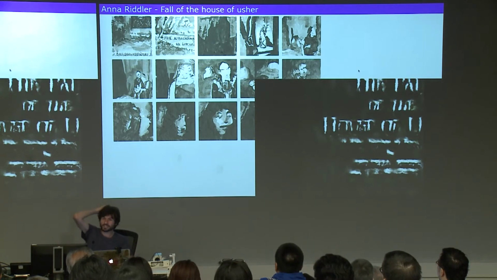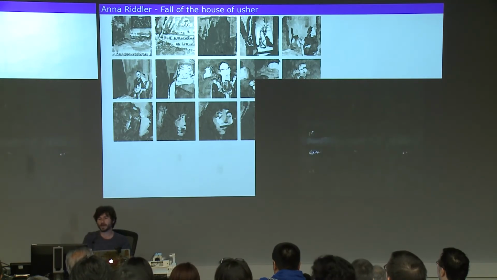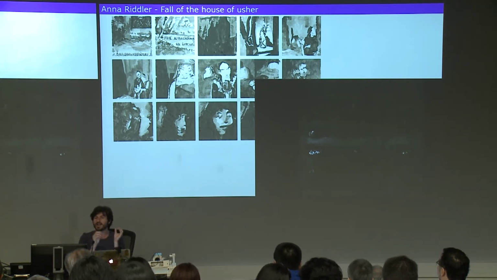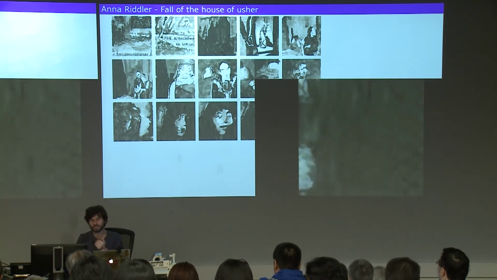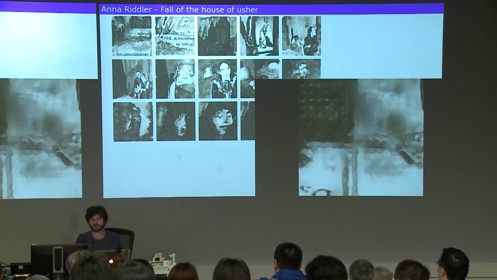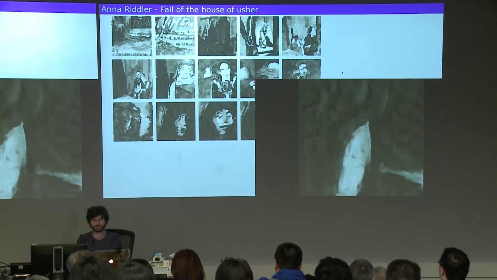So this, I mentioned this. This is an artist named Anna Ridler who trained it on a film based on a book by Edgar Allan Poe. She made a whole bunch of paintings over top of the frames, and then used Pix2Pix to convert the frames into her paintings, and then she regenerated the whole movie as one of these. So it looks like this, very abstract.